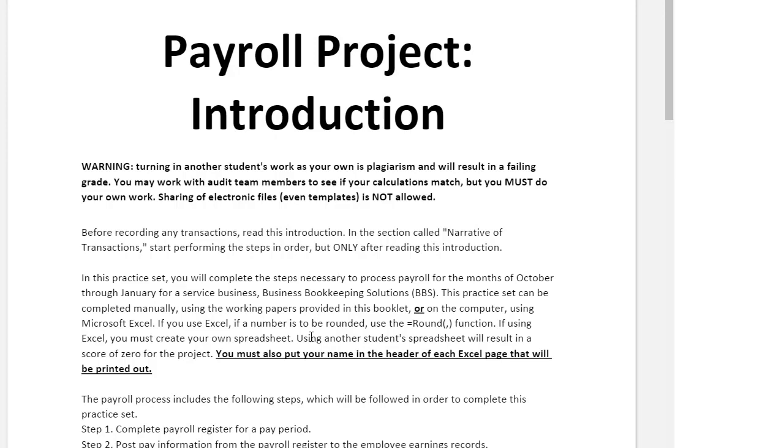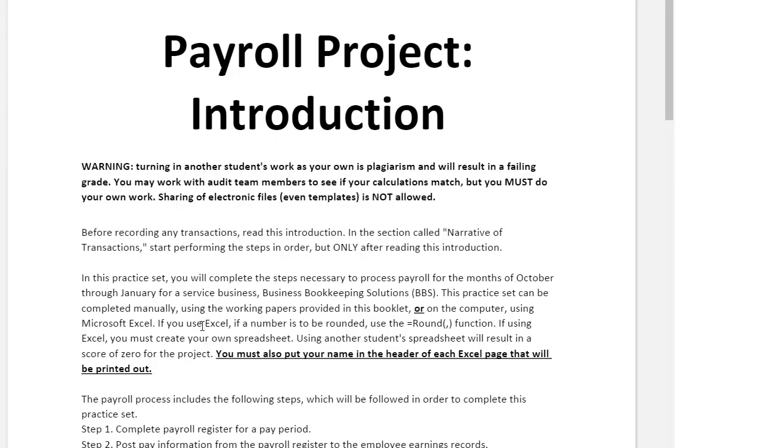So in this practice set, you're going to be completing the steps necessary to process payroll for the months of October through January for a service business. And the service business is called Business Bookkeeping Solutions, BBS for short. Now you can do this manually on paper using the working papers that I'm giving out to you, or you can do it in Excel, all of it or just part of it.